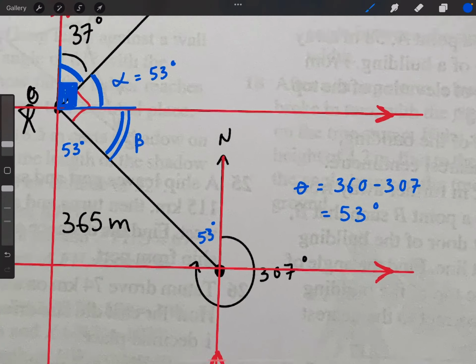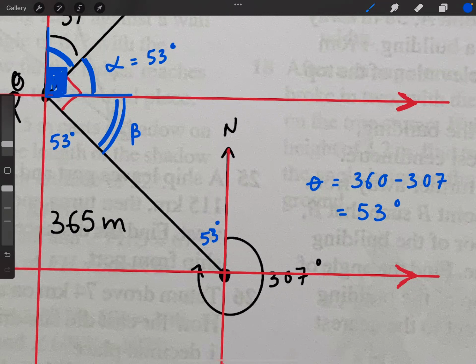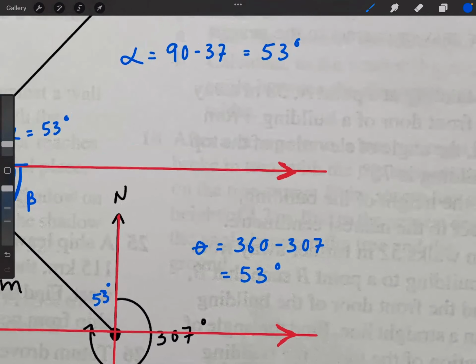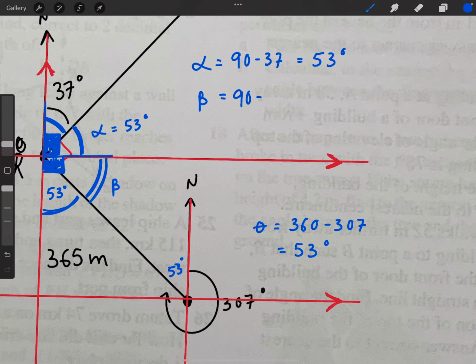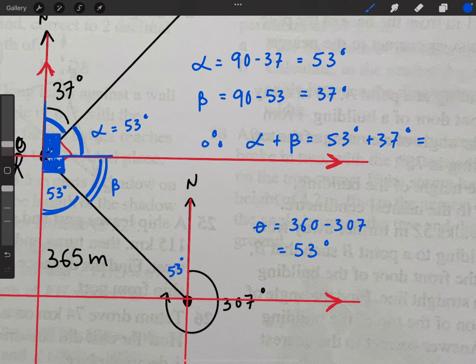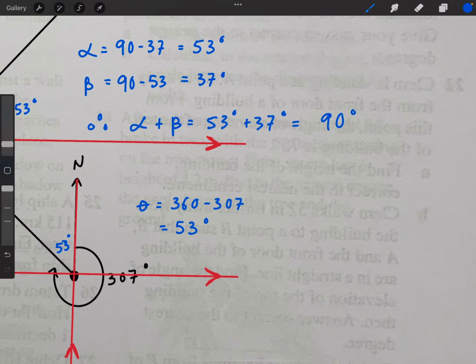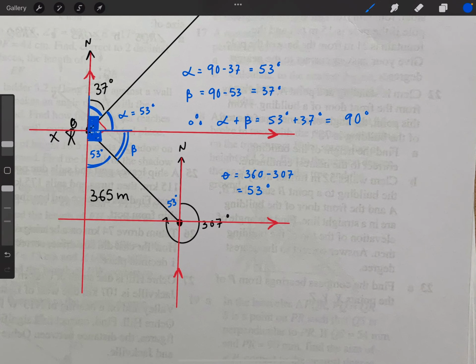Now beta. What will beta be? Alright, so we know here we have another 90 degrees, between there and there. Now this is 53 degrees, so beta is equal to 90 minus 53 degrees, which is equal to 37 degrees. So therefore alpha plus beta is equal to 53 degrees plus 37 degrees, and that will give you 90 degrees. There you go, I proved it. Alpha plus beta has to equal 90 degrees.